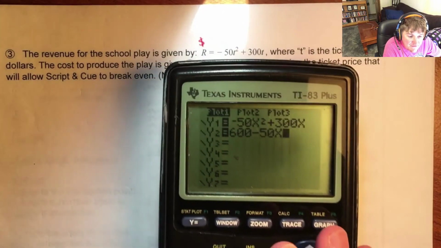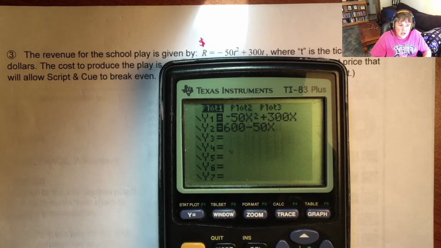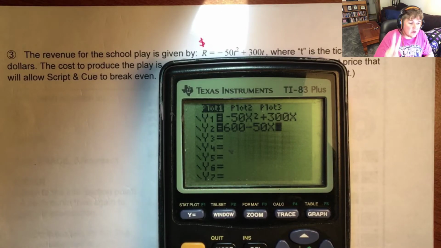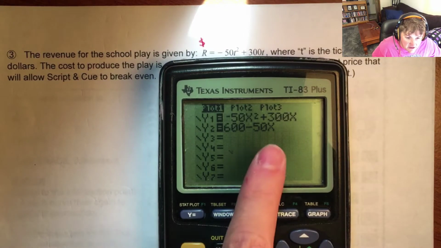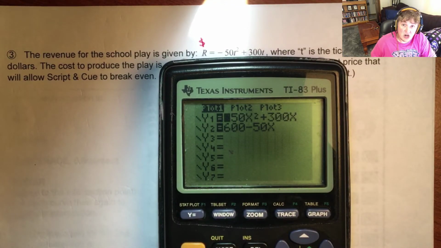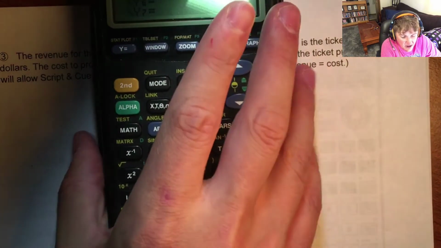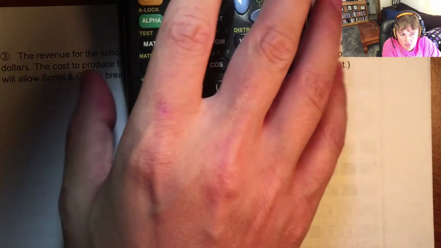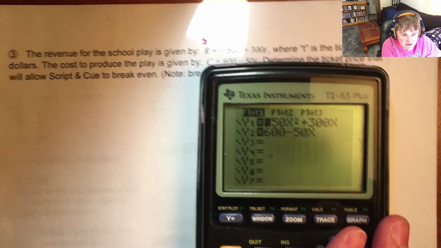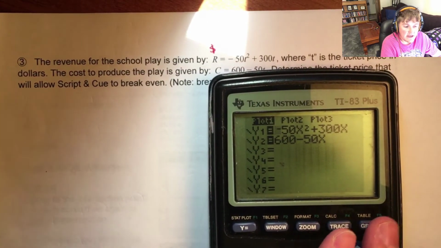If you're getting an error, I can almost guarantee one of two situations is happening. The first is that this, what I have highlighted on the calculator, uses the subtraction symbol instead of the negative number. This one needs to be a negative number. We're not subtracting it from anything. It's just a negative 50x squared. That's the first thing.